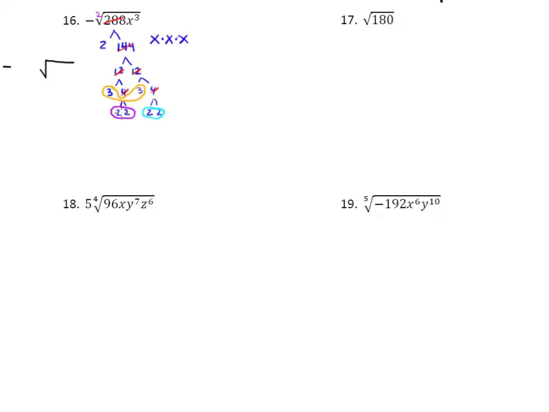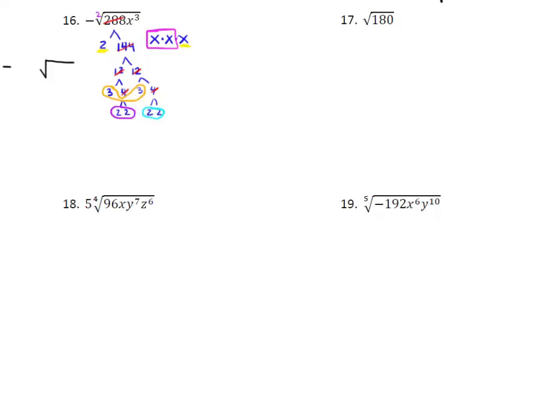I circled these 2s because it was easier to circle. I could have circled those 2s. That'd be fine. And then I have a 2 left over. That's important, so I'm going to box it or underline it in yellow. I don't want to forget about him, but he doesn't have a buddy. Then I've got my x's over here, so I've got 2 x's, and once again, I have an x left over.